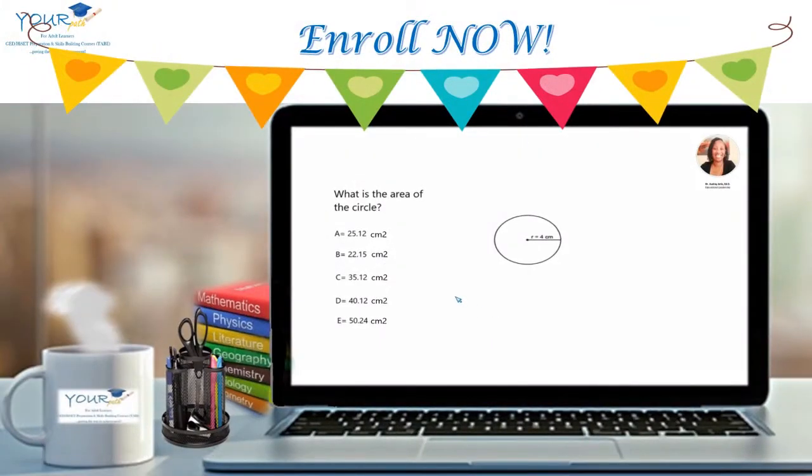So now here's what a test item may look like. What is the area of the circle? And here you have your 5 options. You have option A, 25.12 centimeters squared, B, 22.15 centimeters squared, C, 35.12 centimeters squared, D, 40.12 centimeters squared, and E, 50.24 centimeters squared. So now let's get on to the discussion.